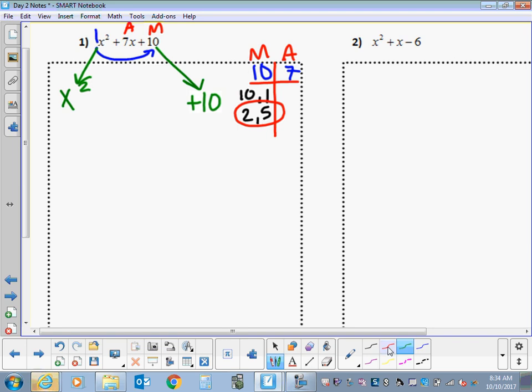What goes in the middle are my factors. Instead of writing 7x, actually we want to keep whatever term that is. So it's going to be 2x plus 5x. All I'm doing is moving these 2 terms to the middle. So I have 2x plus 5x. So far, so good?